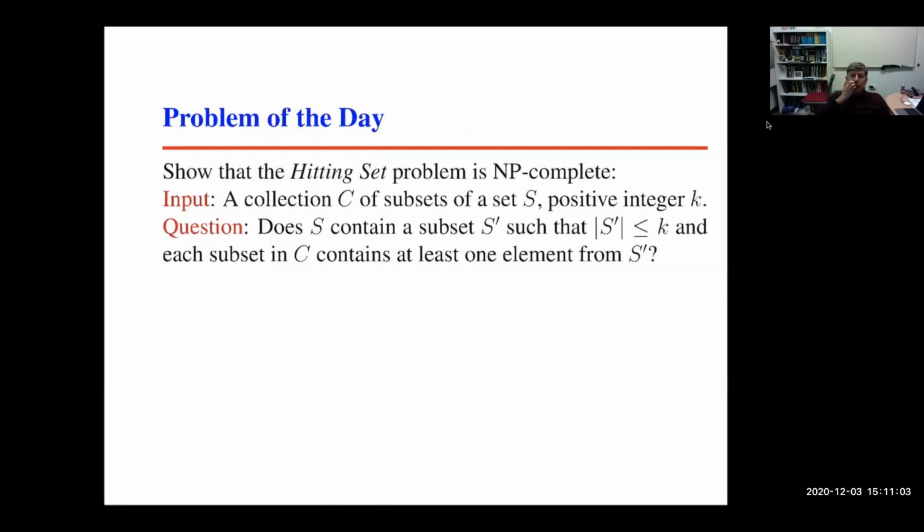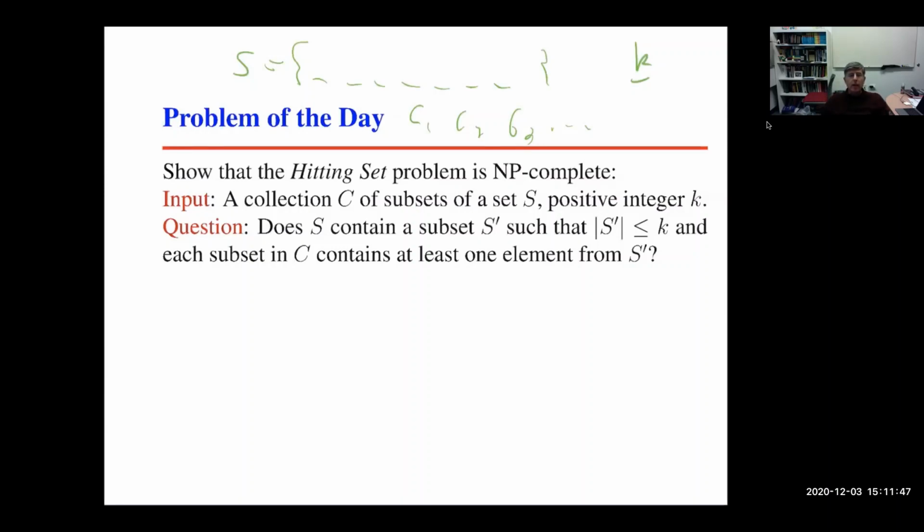Okay, so the problem of the day here is to show that the hitting set problem is NP complete. What is a hitting set problem? In the hitting set problem, you've got a collection of subsets. You have some set S, and you've got a collection of subsets of S: C1, C2, C3. And you've got a bound K to make it a decision problem.